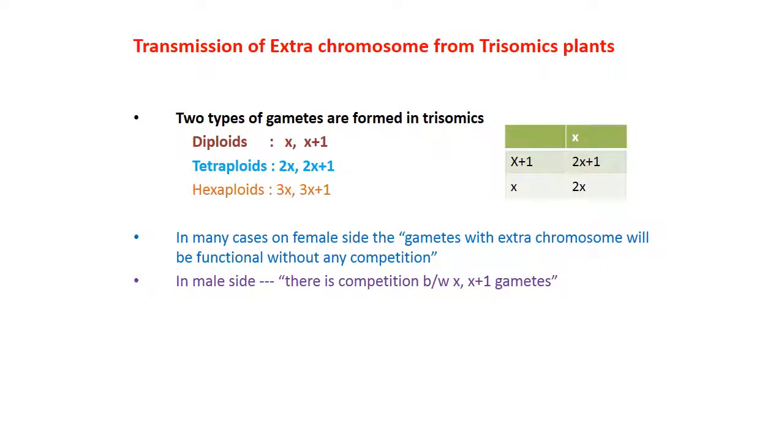Transmission of extra chromosome from trisomic plants. Two types of gametes are formed in trisomics. One is diploid, that is X plus 1 condition, then tetraploids, 2x, 2x plus 1, hexaploid, 3x, 3x plus 1. These are formed when trisomics are normally present in the plants. In many cases on female side, gametes with the extra chromosome will be functional without any competition. In male side, there is competition between X plus 1 gametes for transmission.